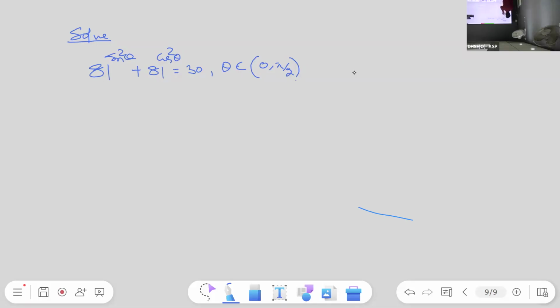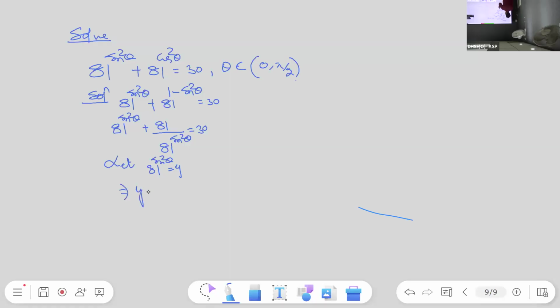Okay. So come to the solution. 81 to the power sin square theta plus 81 to the power cos square theta, which is 1 minus sin square theta, is equal to 30. Right? So 81 to the power sin square theta plus 81 upon 81 to the power sin square theta is equal to 30. Let us assume 81 to the power sin square theta is equal to y.